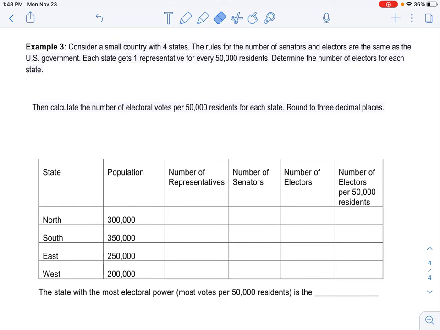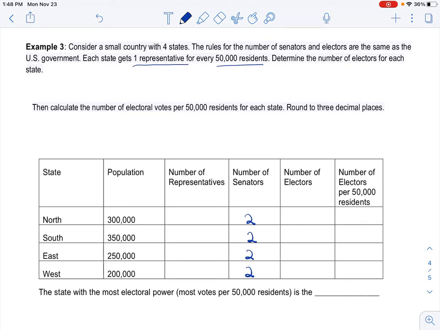So I'm going to stop reading there and just fill that in quickly. So we get 2 for North, South, East, and West. Now the number of representatives is determined for 1 per every 50,000 residents. And what we're going to try to do is determine the number of electoral votes per 50,000 residents and see who has the most power out of all these states.